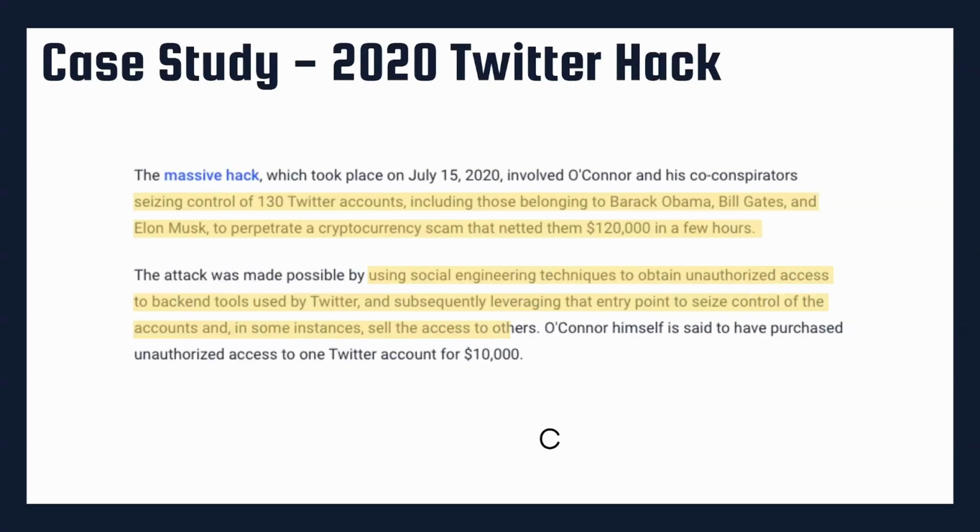In 2020, during a certain world-shaking event, hackers were able to get access to 130 high-profile Twitter accounts and set up a crypto scam that would urge people to send them some money, and they would receive double back in crypto. The attack was possible due to social engineering. Unauthorized access was obtained to backend tools, which allowed them to leverage the entry point to seize control of accounts.